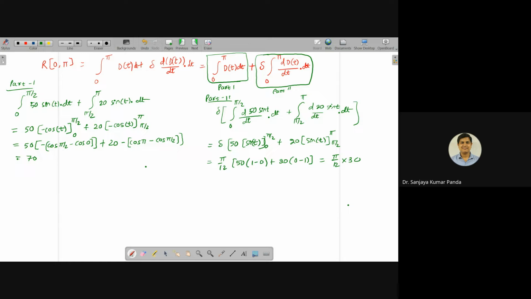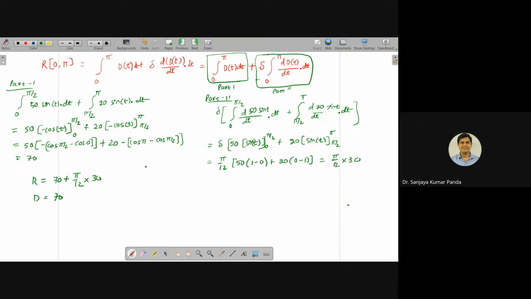So part 1 is solved. Part 2 is also solved. But what do we have here? Addition. So what I can write? R is equal to 70 plus pi by 12 into 30, where the demand is 70.